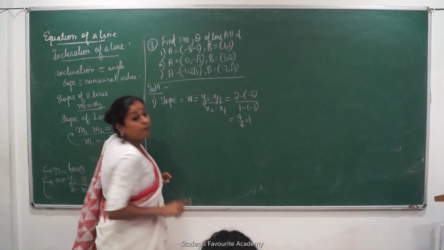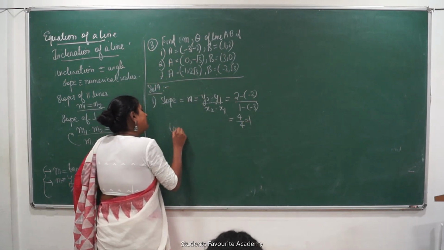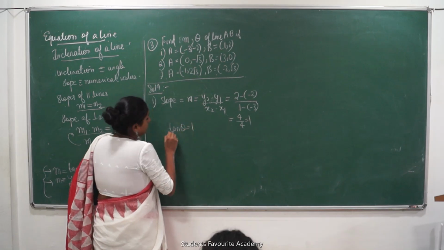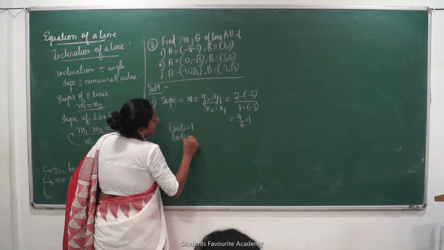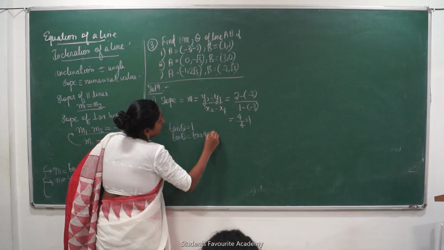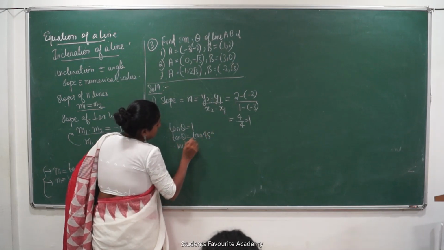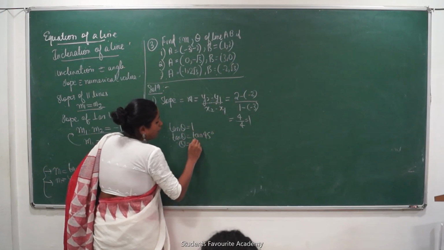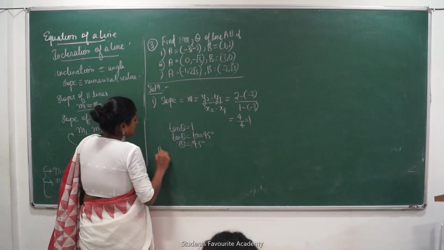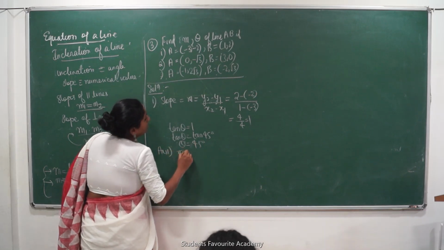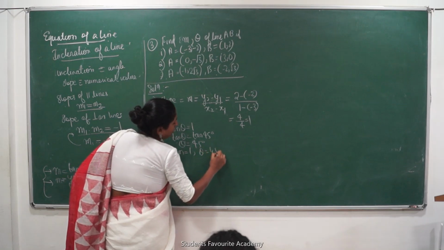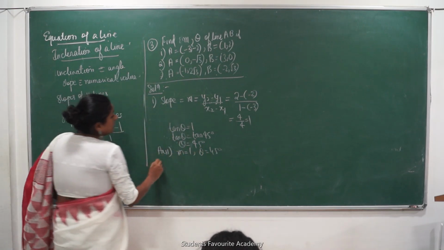Okay, so what is the slope? 1. So can I say tan theta is equal to 1? Therefore, tan theta is equal to tan 45. Therefore, inclination theta is equal to 45 degrees. So what is the answer for first one? Slope is equal to 1, theta is equal to 45 degrees. ऐसे लिखना पड़ेगा.